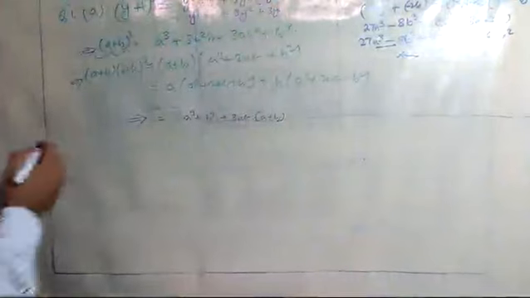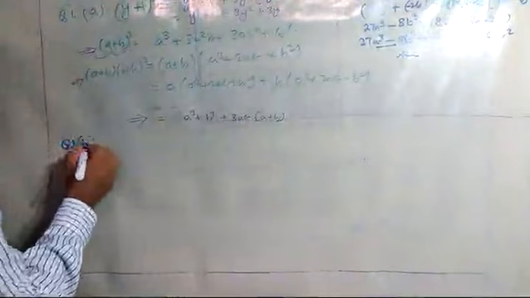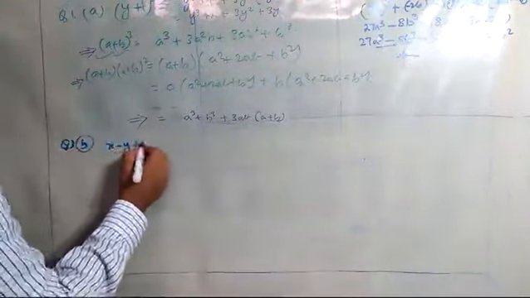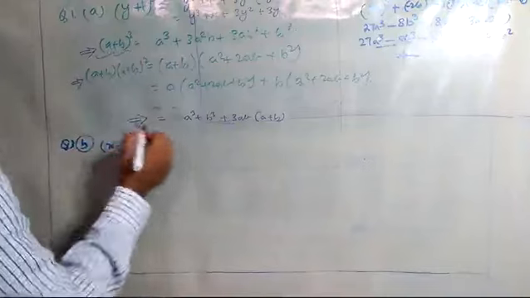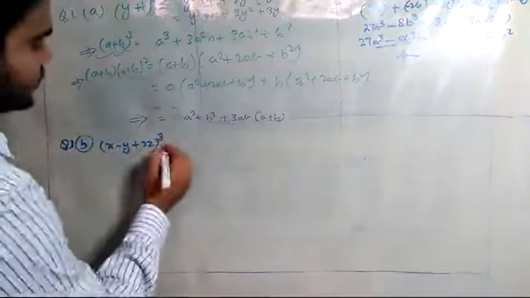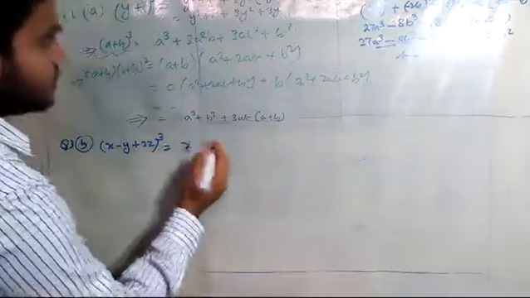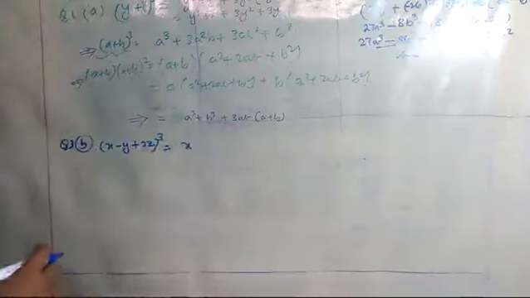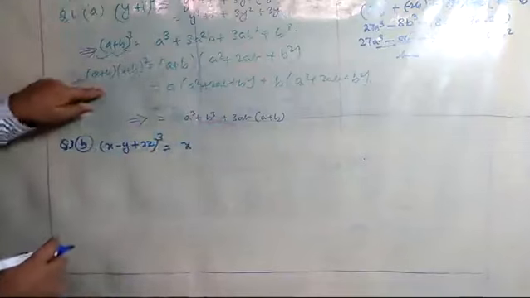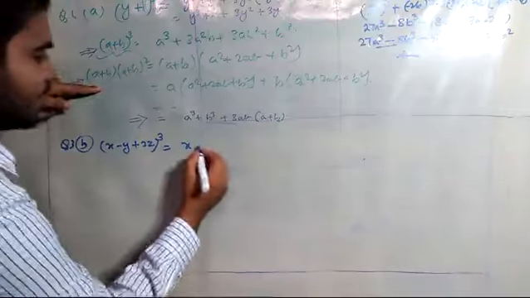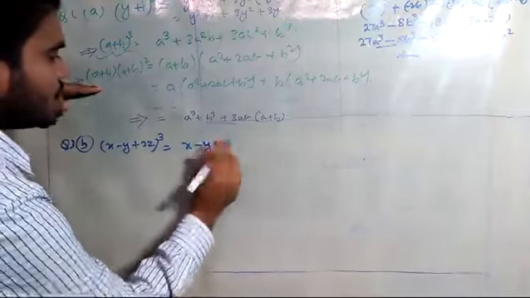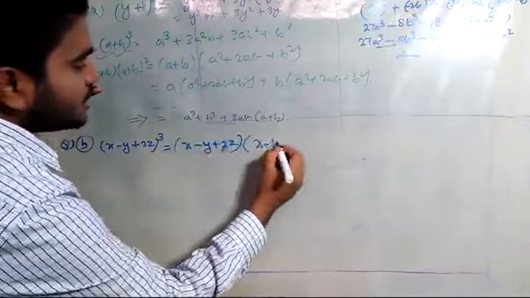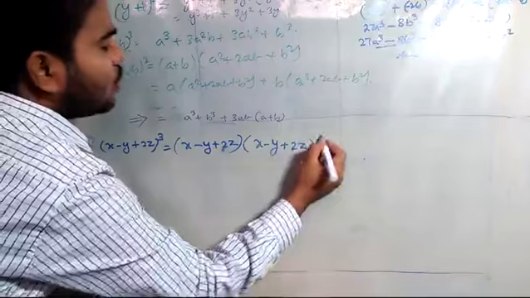Now question number 3 subpart B. If you see, they have asked you to multiply x minus y plus of 2z whole cube. This is what you have to do. You have to cube it. So in this you can write again this. This method is not applicable here. So what I can do, I can break into that second method, like x minus y plus of 2z multiplied with x minus y plus of 2z whole square.